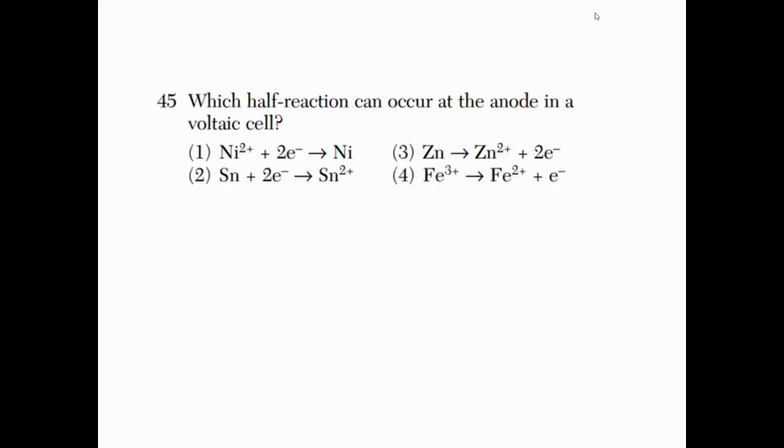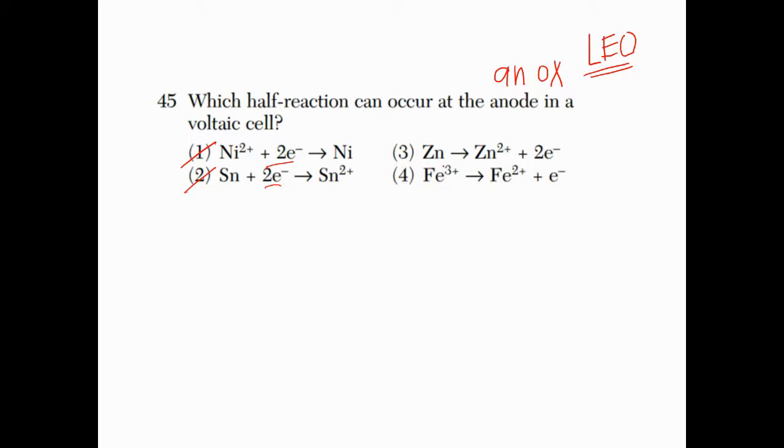Which half reaction can occur at the anode in a voltaic cell? Okay, at the anode, oxidation can occur. Oxidation is a loss of electrons. So we want to find which of these is a correct half reaction for oxidation. Loss of electrons is oxidation. Right away, we cross off 1 and 2. Those are gaining electrons. The electrons are on the left side, the reactant side.